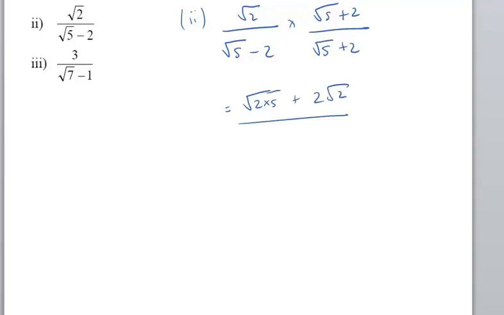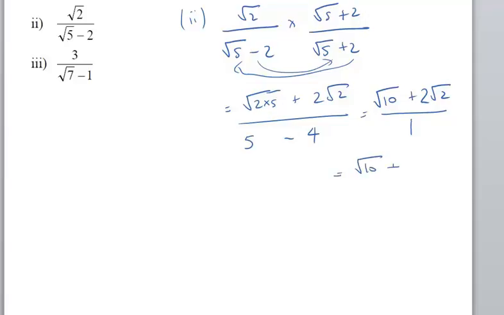Here we have square root of 5 multiplied by square root of 5 gives us 5. We can take a shortcut. Here we're going to have negative 2 square root of 5. Here we're going to have positive 2 square root of 5. And here we've got our negative 2 times positive 2 gives us negative 4. So here 2 times 5 is square root of 10 plus 2 square root of 2, all divided by 1. So here we're going to end up with square root of 10 plus 2 square root of 2.